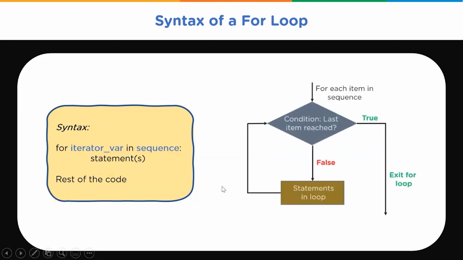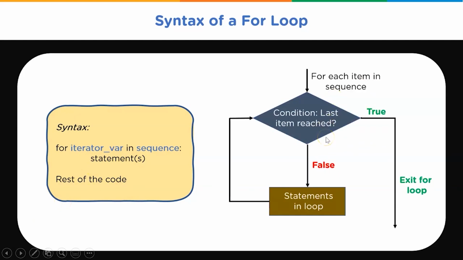And here on the right you can see this is the flow chart of a for loop. So you have for each item in sequence, then we check the condition. If you have reached the last item, if that is true, you exit out of the loop, but if it is false, you keep on running or executing the statements that are present inside the for loop. This will continue until you have reached the last item in your sequence.